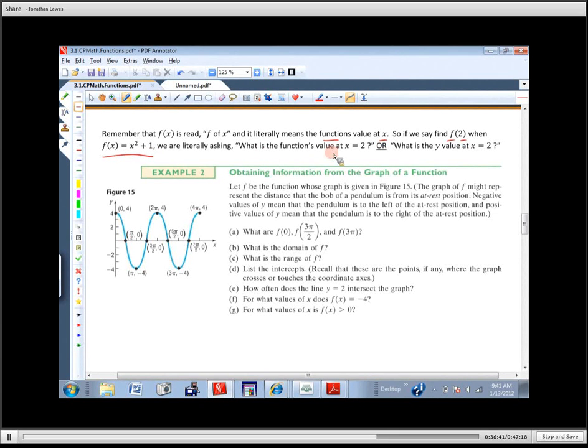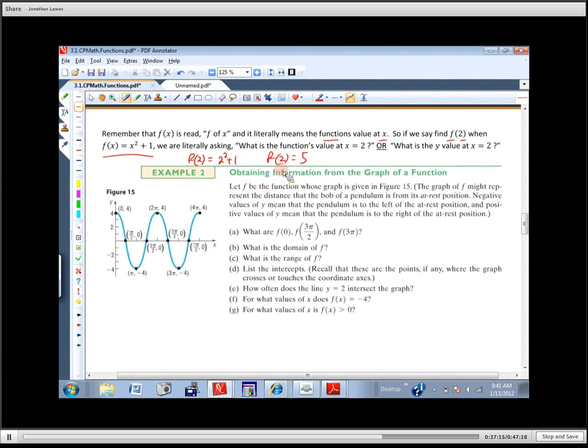So if on this problem I say what is f of 2, I replace every x with a 2, so this is going to be 2 squared plus 1. So f of 2 is equal to 5. Now this is one of the cool things about function notation. If we say f of 2 is 5, you can look at it and tell what the x is and what the y is. Remember earlier I said f of x is the same as y.